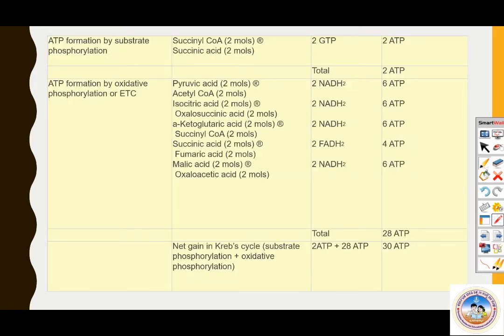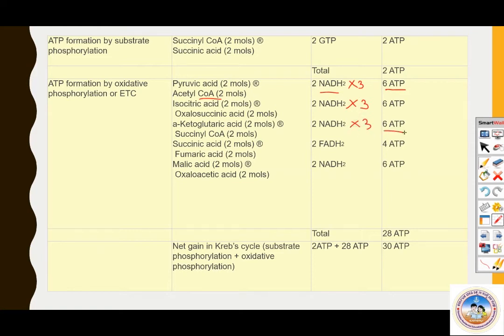Now let's start. When succinyl CoA is converted to succinic acid, 2 GTP is produced. When 2 GTP is converted into ATP, you always multiply it by 1 per molecule. So 2 into 1 is 2 ATP. Next, pyruvic acid to acetyl CoA, where you have 2 NADH. NADH will always be multiplied by 3, so you will get 6 ATP. Isocitric acid to oxalosuccinic acid, again 3, so 6 ATP. Alpha ketoglutaric acid to succinyl CoA, so 3, 6 ATP.